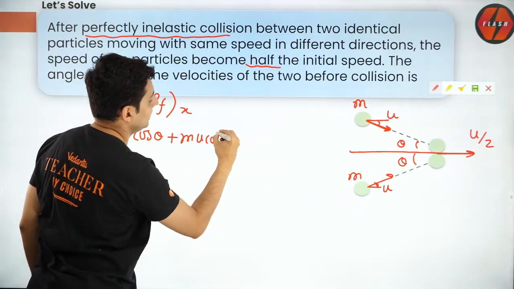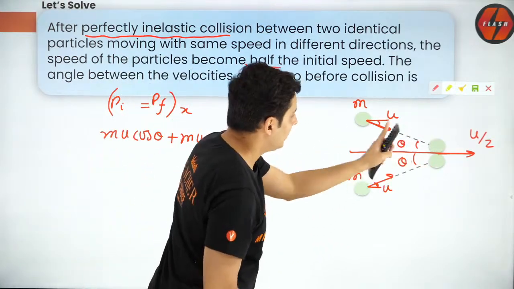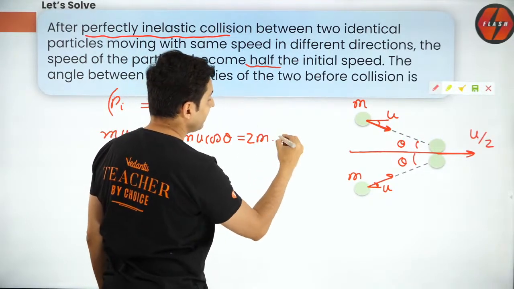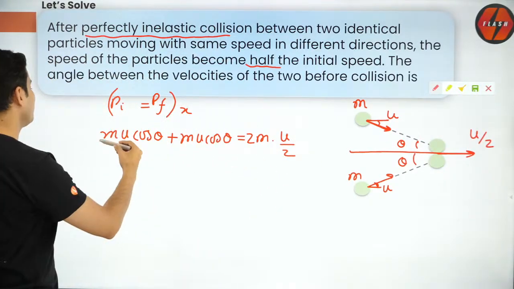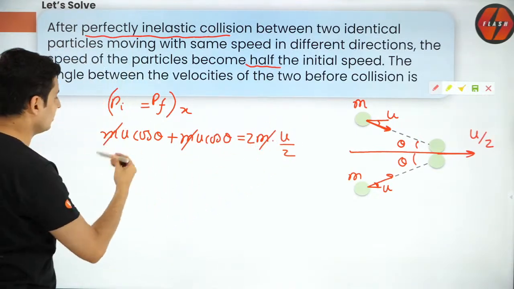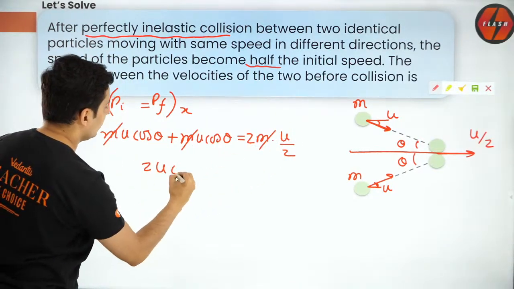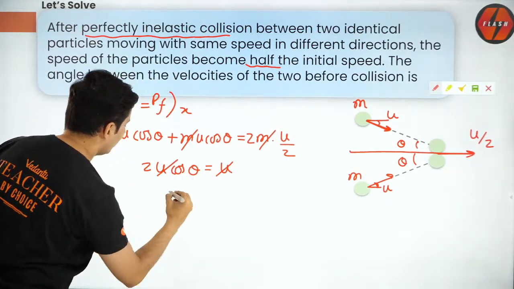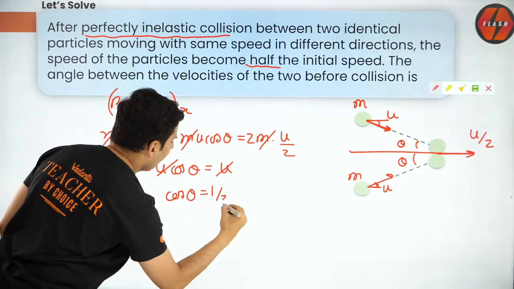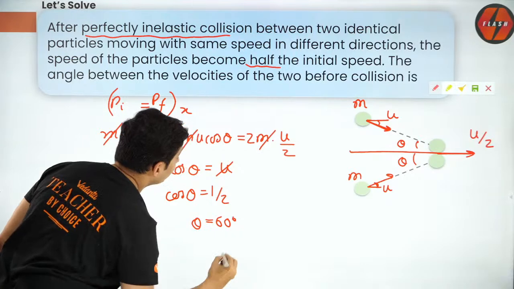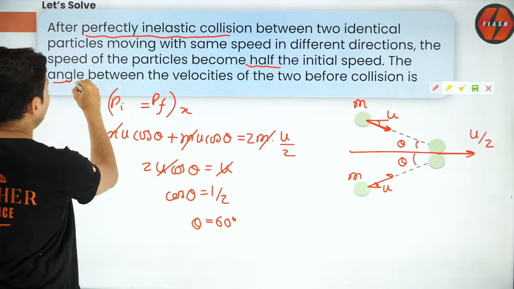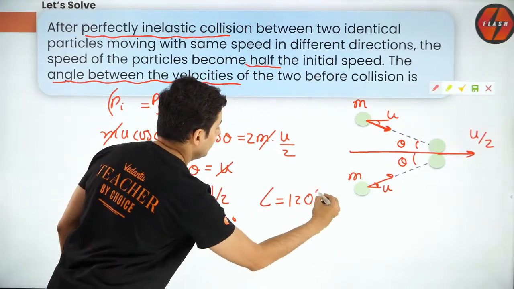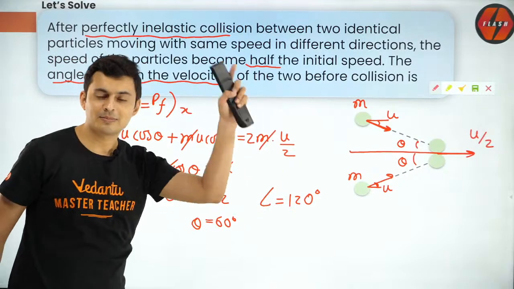So mu cos theta is equal to the total mass 2m times the speed, which is u by 2. As usual, m goes off. This will become 2u cos theta; 2 goes, it becomes u. In fact, even u goes off, and cos theta will be half. So theta will be 60 degrees. The question was the angle between the velocities, that means the total angle. So the total angle will be 120 degrees. Is that now clear?